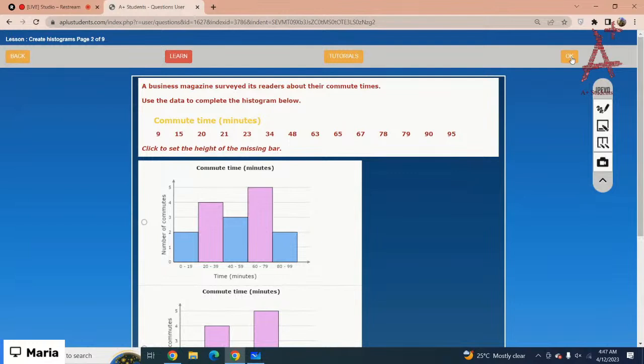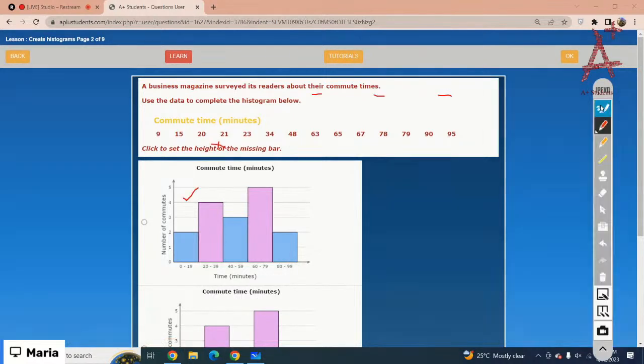A business magazine surveyed its readers about their commute times. Use the data to complete the histogram below. Just look at the values and count them. From 0 to 19, 1, 2, just two values. So here you have two. Then from 20 to 39, 1, 2, 3, 4. You have four values from 20 to 39.